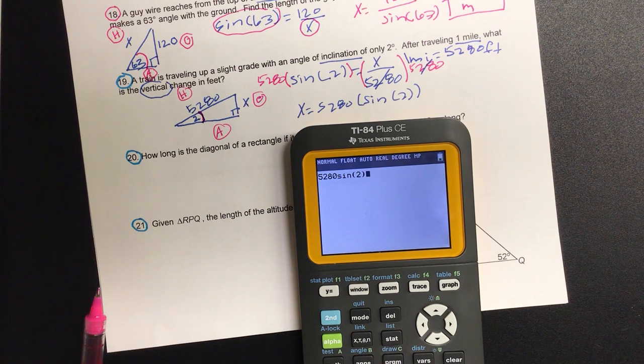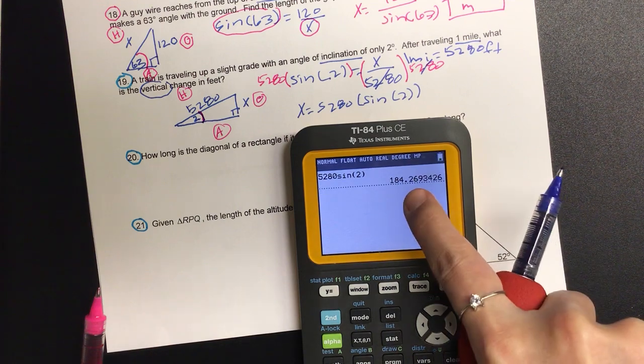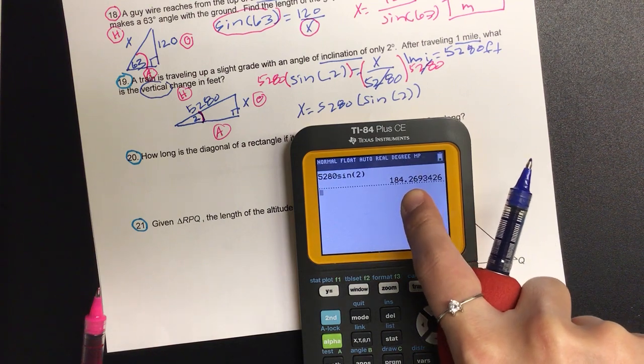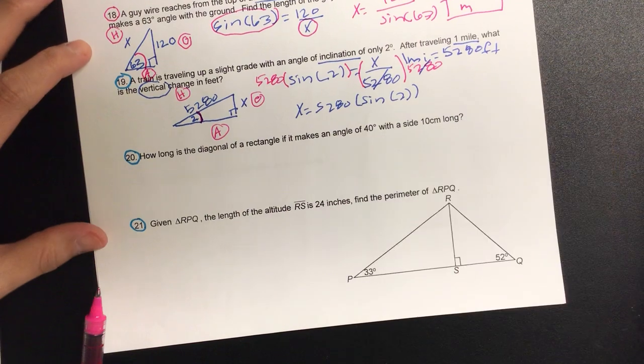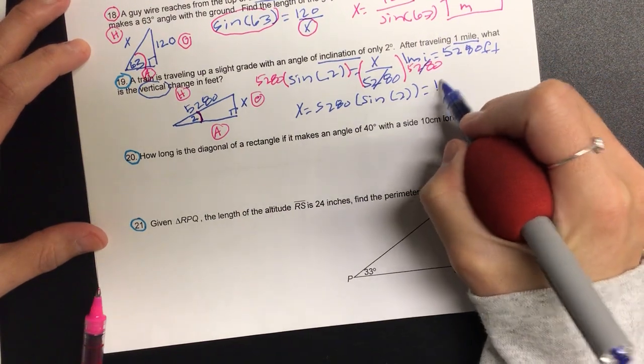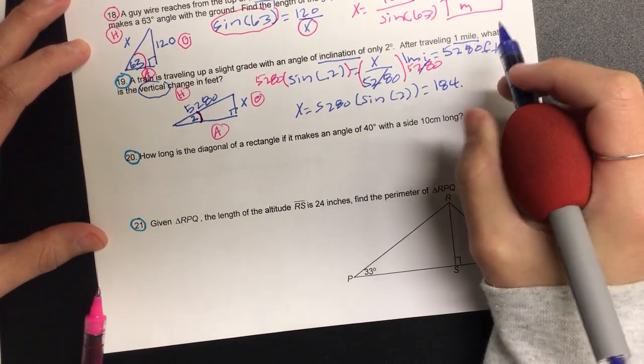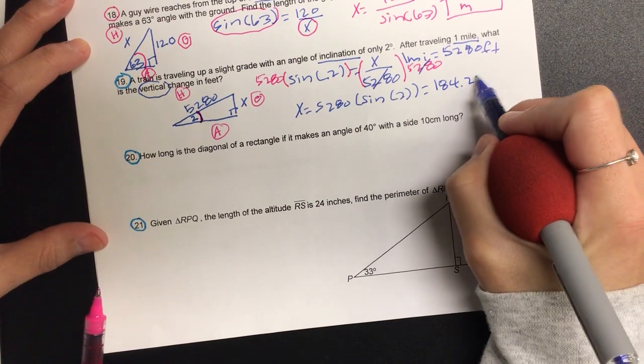How would I round? 2 decimal places. 184, that is pretty small, right? And we were anticipating that. So that's going to give me 184. How would I round it? 0.27 feet.